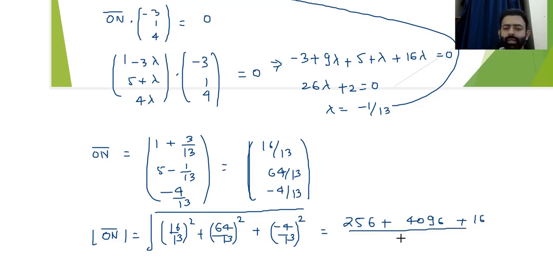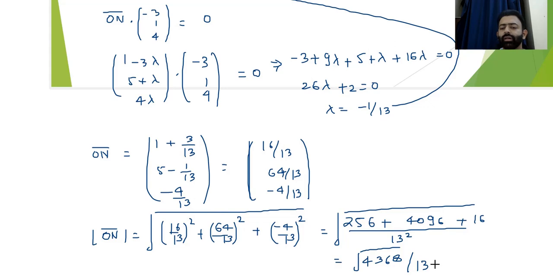Okay, divided by 13 square, right? So 6 plus 6 plus 6 is 18, carry is 1, 6, 9 and 6 is 15, plus 1 is 16, then carry 1, this is 3 and 4. So square root of 4368 divided by 13. I'm not interested in finding out the exact value of 4368. You may use the calculator, but if the calculations I have made are correct, then this will be the perpendicular distance.